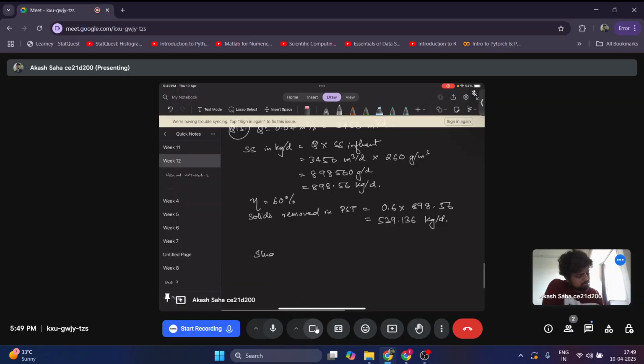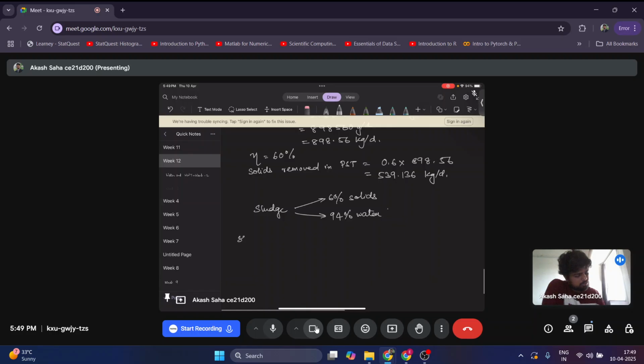In the sludge, it is given that there are 6% solids. So that means 94% water is there. So sludge produced with 539.136 kg per day of solids will be 100 by 6 into 539.136. So that will be equal to 8985.6 kg of sludge per day. So this much sludge will be produced.